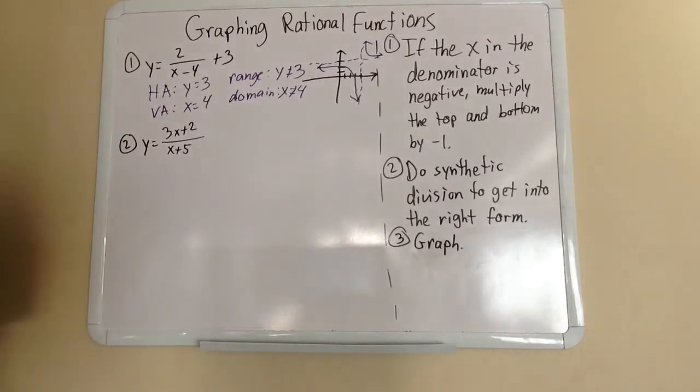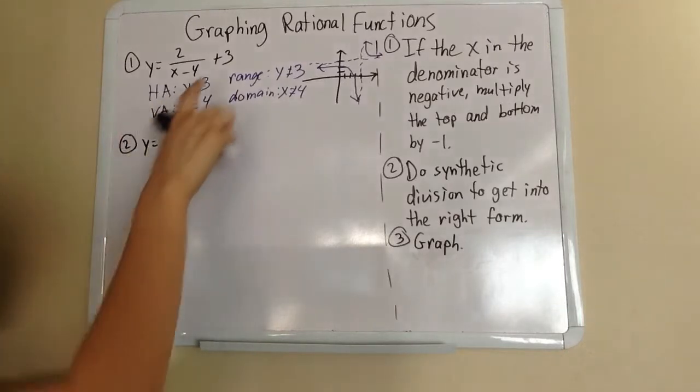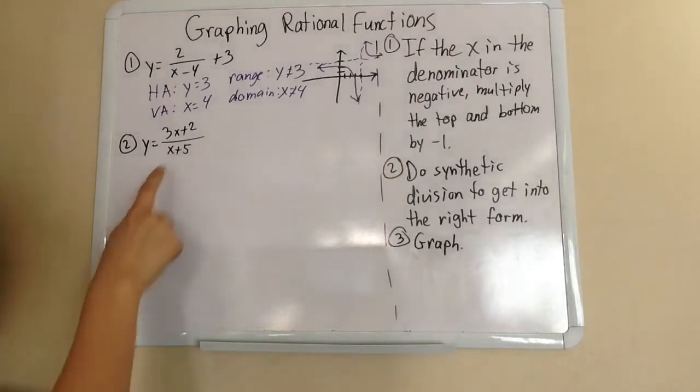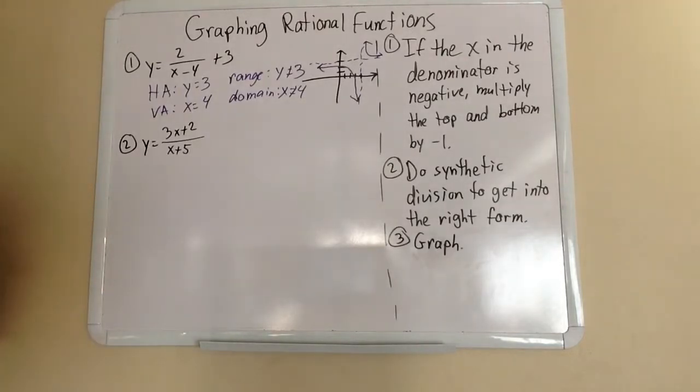So let's look at this one now. This one is not in the same form as this, so we need to actually do other stuff here. So we check our first step here. The x in the denominator is not negative, so I don't need to do the first step. Now I'm going to do synthetic division. You could also do long division to get it into the right form. When I do long division or synthetic, that will help me get it in the right form, and then I have to do one more step to get it in the perfect form here.